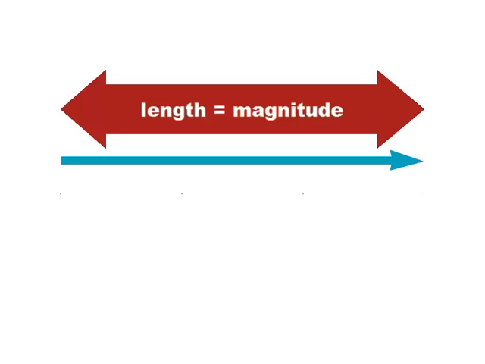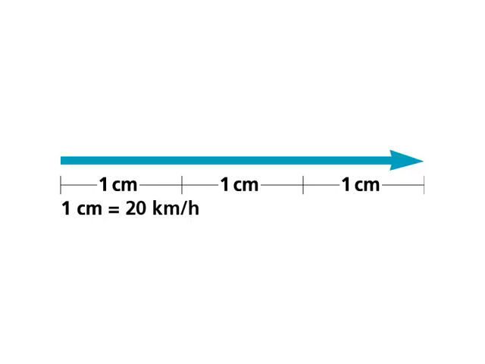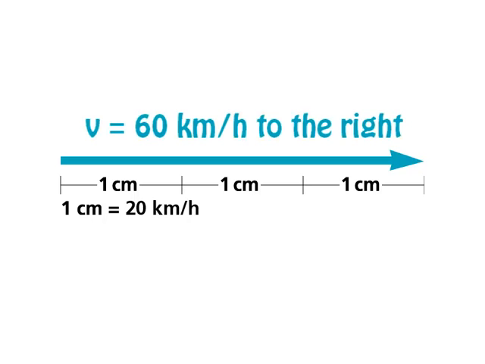You can represent vector quantities visually by drawing arrows. The length of the arrow represents the magnitude, and the direction of the arrow represents direction. In this example, by using a scale of 1 centimeter equals 20 kilometers per hour and drawing a 3 centimeter long vector that points to the right, you represent a velocity of 60 kilometers per hour to the right.